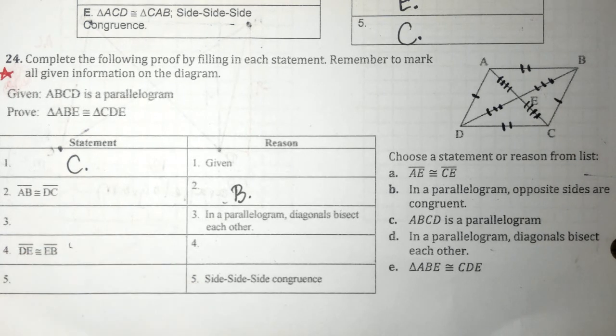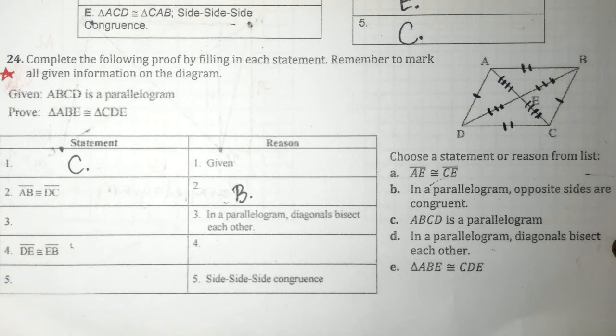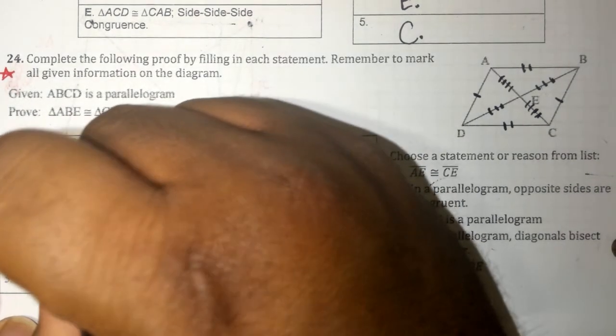Alright. If that's the case, I can name a pair of the diagonals if they name them. Yeah, they said AE is congruent to CE. So that's A.